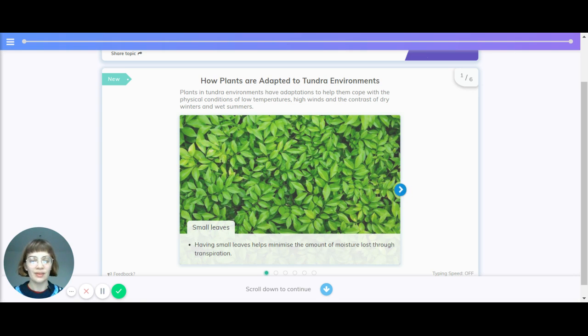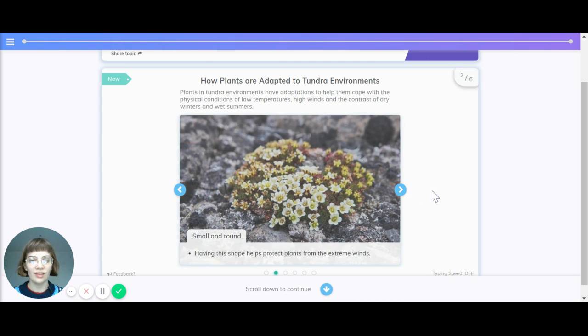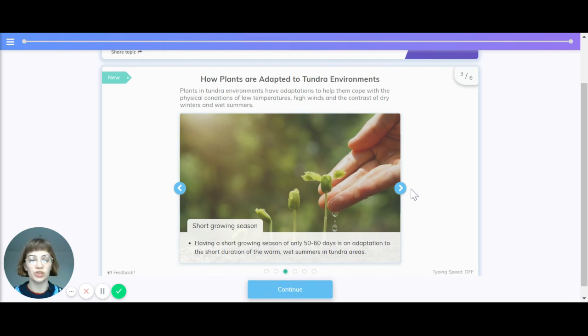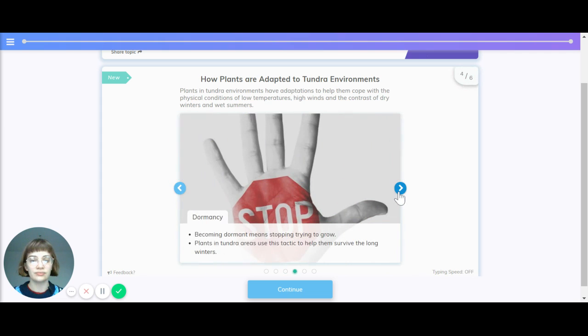Small leaves. Having small leaves helps minimise the amount of moisture lost through transpiration. Small and round. Having this shape helps protect plants from the extreme winds. Short growing season. Having a short growing season of only 50 to 60 days is an adaptation to the short duration of warm, wet summers in tundra areas.